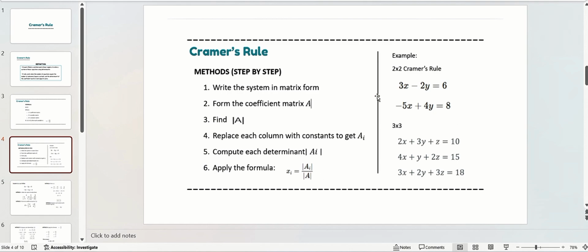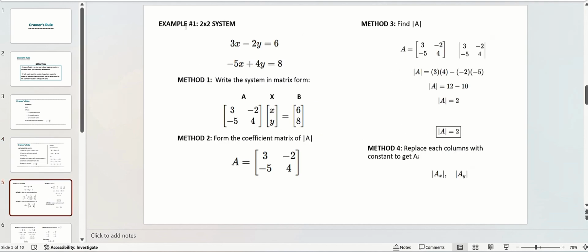So here are two examples for Cramer's rule. So nahon na to ang 2 by 2 Cramer's rule or 2 by 2 system. So mao ang example number 1, a 2 by 2 system. So mao ang atong equations, duha ka equations and duha ka unknowns, which is 3x minus 2y is equal to 6 and then negative 5x plus 4y is equal to 8.